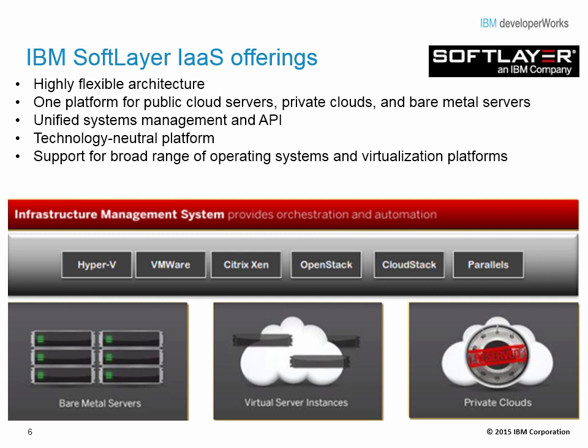SoftLayer is IBM's infrastructure as a service offering. SoftLayer provides a highly flexible architecture and a single platform for public cloud servers, private clouds, and bare metal servers. This is a technology-neutral platform from which one can utilize the most popular hypervisors and open technology such as OpenStack in the cloud. There is support for a broad range of operating systems, and the user is enabled by a unified systems management interface and a very large API with over 2,200 interfaces for orchestration.